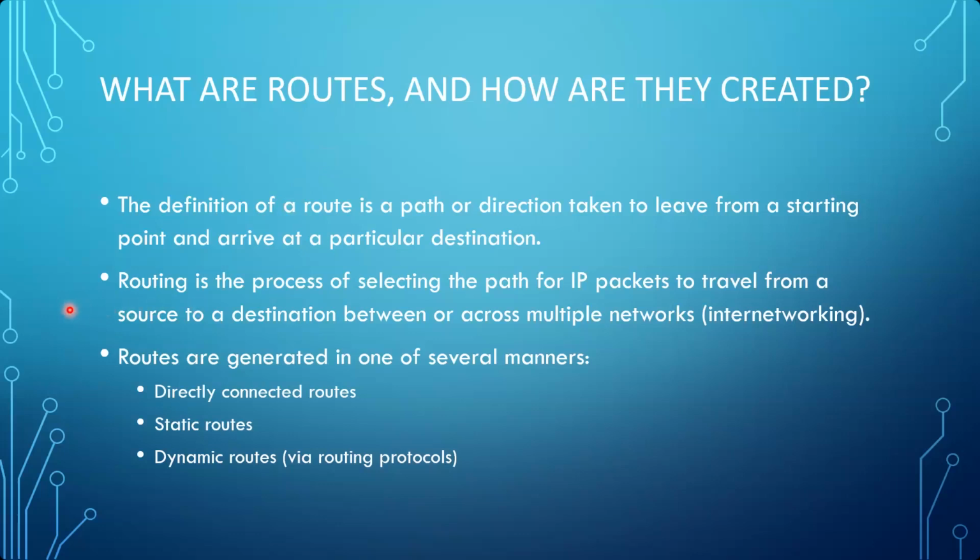Routing is the process of selecting the best, notice I said best possible path for your IP packets to actually travel from the source to destination. Okay, so that's something to note: when routers are routing, basically they're choosing the best possible path. Sometimes this path can take you across multiple networks. Well, what do I mean by that?